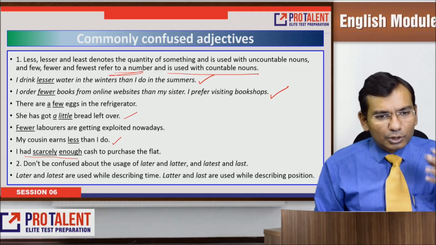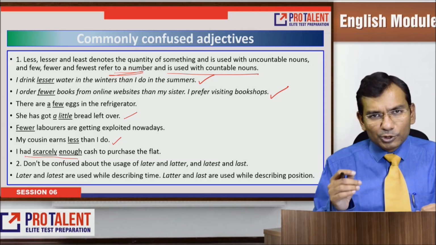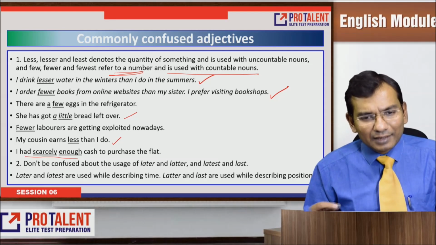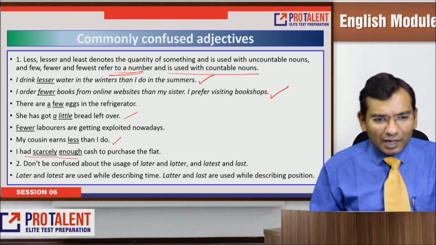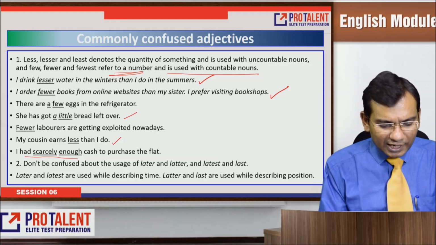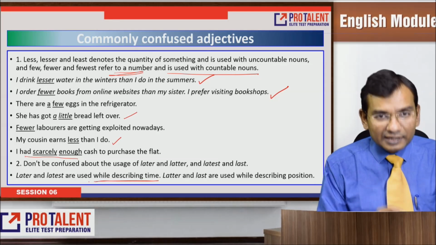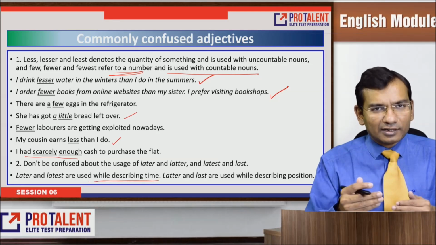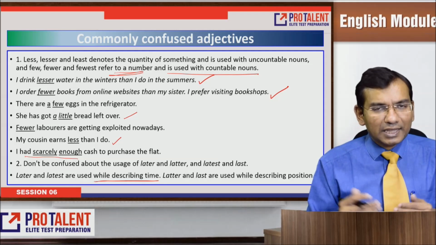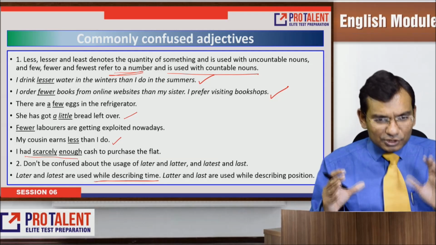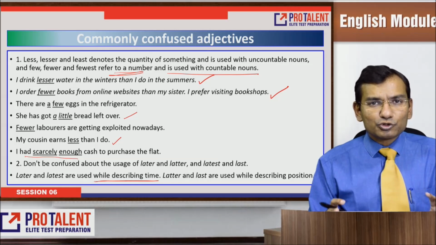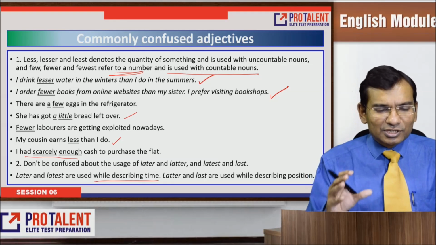Number 2. Don't be confused about the usage of later and latter or latest and the last. So later and latest are used while describing the timing. Okay, so later कोई चीज बाद में होगी, while latest is a latest thing. So this is a latest video produced by ProTalent.